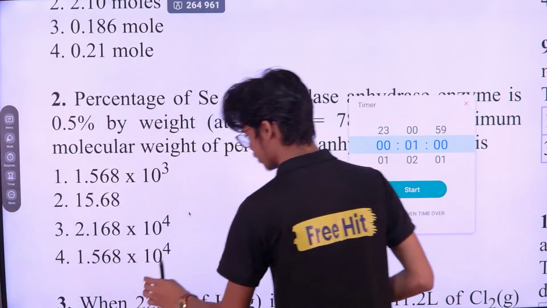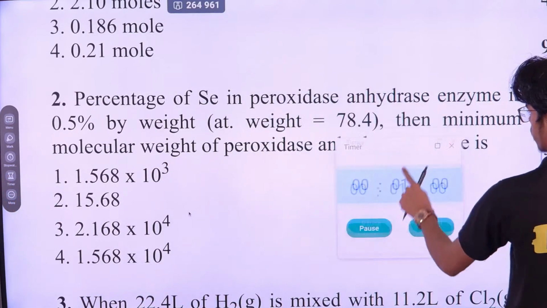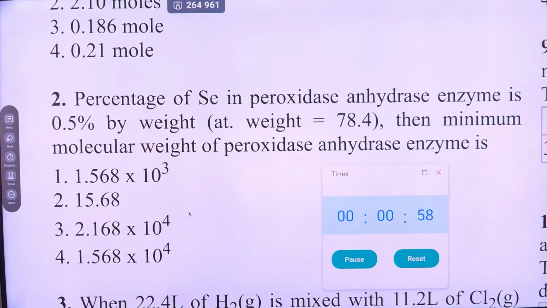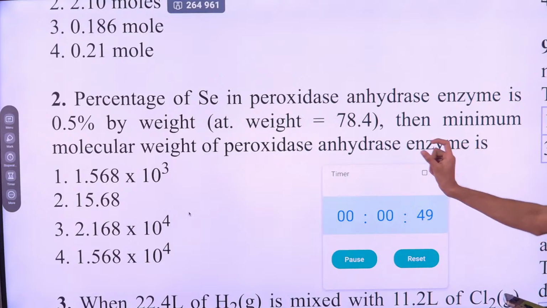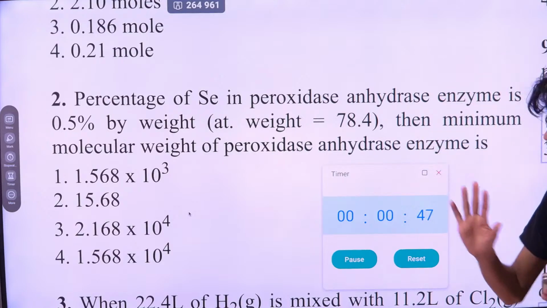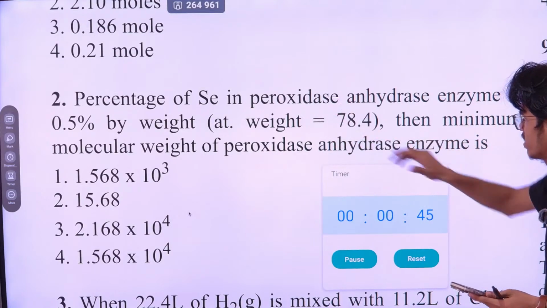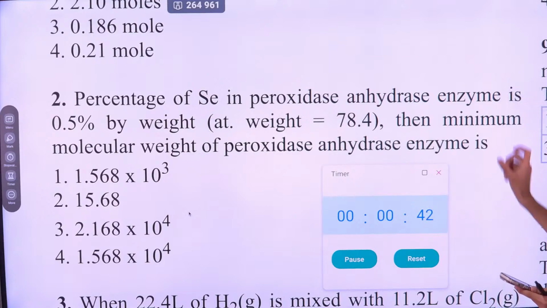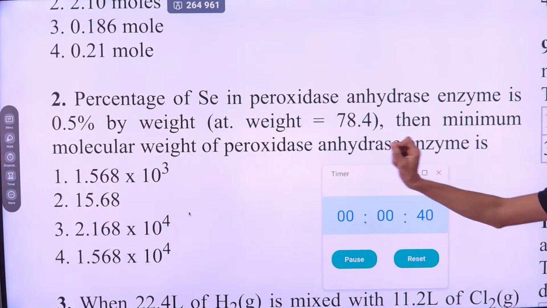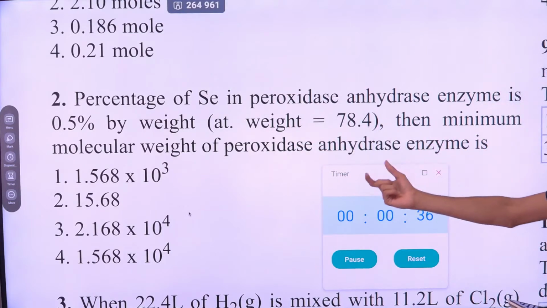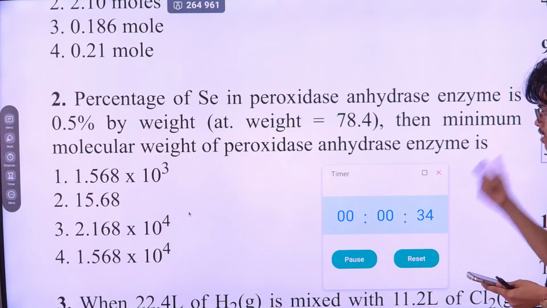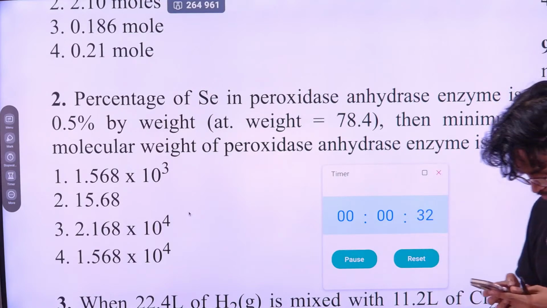I'll start the timer, okay, 1 minute. Read the question carefully. I will just go out of this frame. I hope I am not hiding anything. So percentage of selenium in peroxidase anhydrase, I don't know. We don't know what this compound, peroxidase anhydrase, is. The enzyme is 0.5% selenium by weight. Then the minimum molecular weight of peroxidase anhydrase enzyme is? Try to find out this answer.